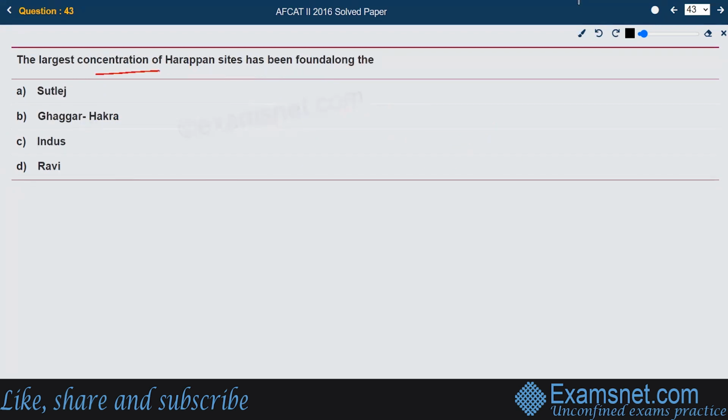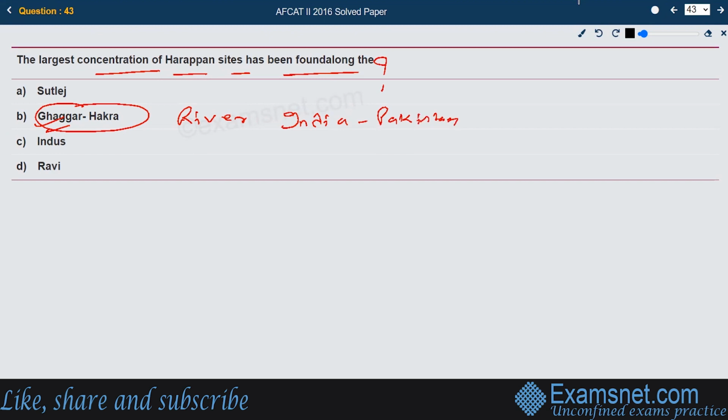The largest concentration of Harappan sites has been found along which of the rivers? The right answer is option B, Ghaggar-Hakra. The largest concentration of Harappan sites has been found along the Ghaggar-Hakra River, an intermittent endorheic river in India and Pakistan. It flows only during the monsoon season and is not an all-time river. Over 530 Harappan sites, and more than 800 known sites not including late Harappan or OCP, are located along the Ghaggar-Hakra river. So that is the right answer.